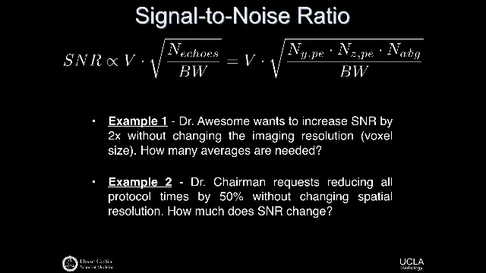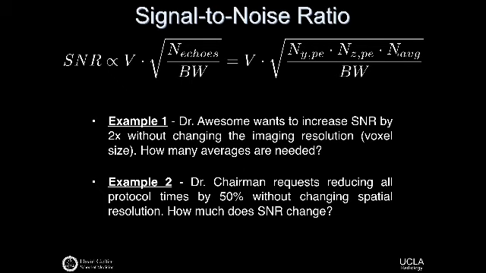And the square root here is not obvious, but it comes out from a bunch of math. So let's think about an example here. Dr. Awesome wants to increase the SNR by 2-fold without changing the imaging resolution, right? So he doesn't want to change the voxel volume, but he wants the signal to noise to go up by a factor of 2. How many averages do you need if you want that to happen? 4, right? Because of this unfortunate square root.